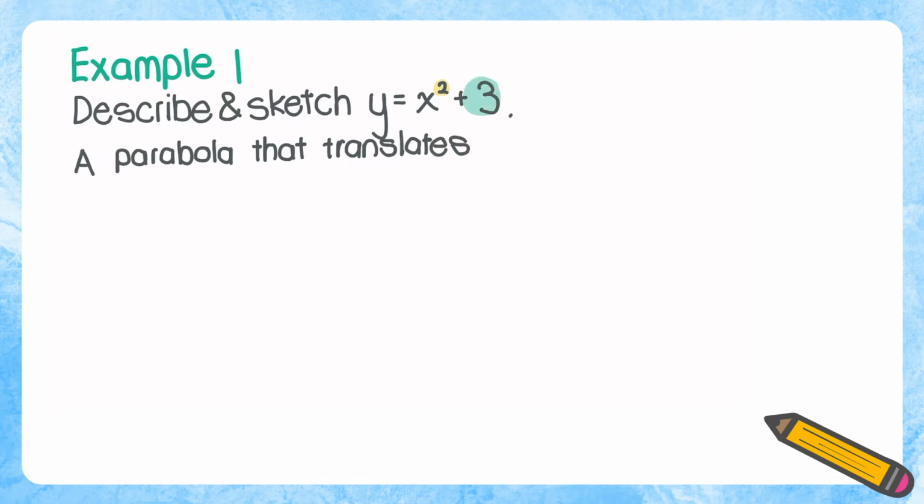So we have this plus 3 right here. So k equals positive 3. What does it mean when k is positive? Well, that means it's going to move upwards. So we have a parabola that translates 3 units upwards. So again, we described this function, a parabola that translates 3 units upwards. And next we have to provide a sketch of the graph.